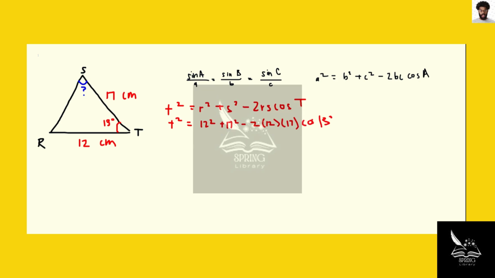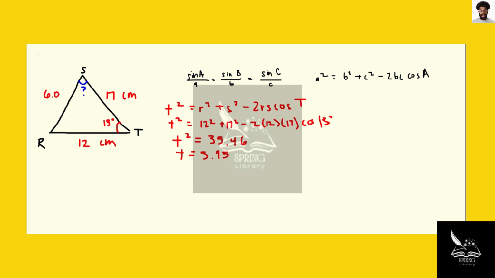And so when we plug all of this information into our calculators, we're going to find that t squared is equal to approximately 35.46. And so to solve for t, we're just going to take the square root of both sides of our equation. And we get side t is approximately 5.95 centimeters long, or we can just write this as 6.0.